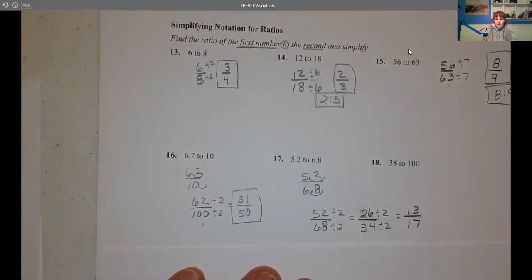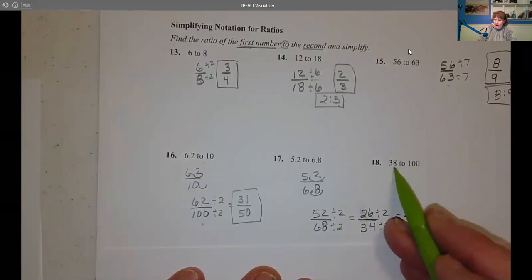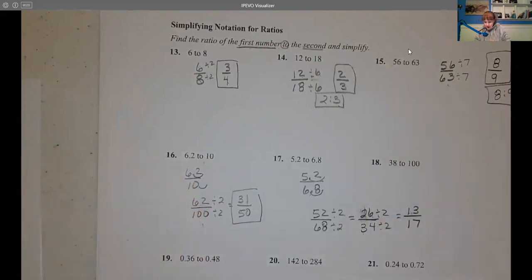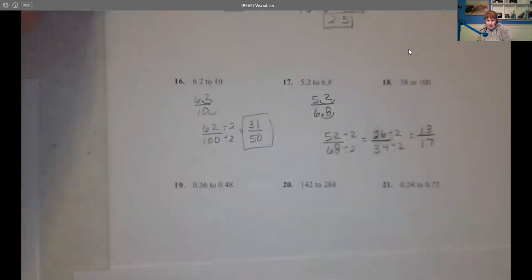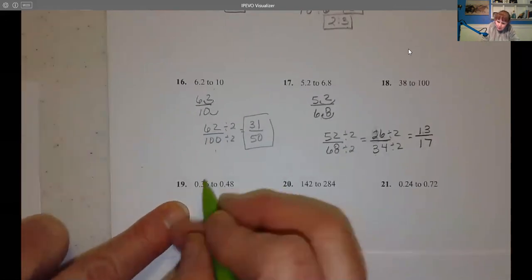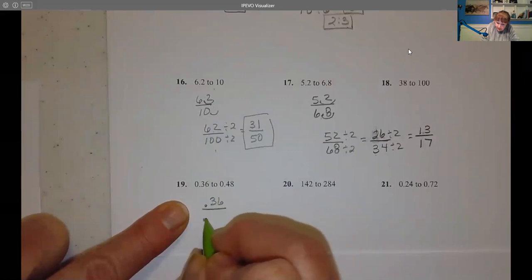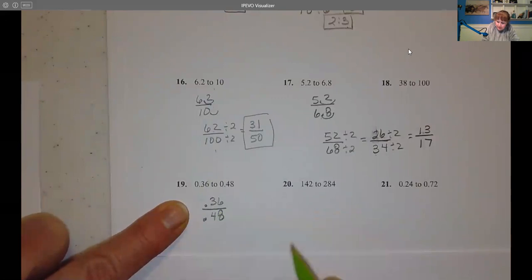So you're just reducing fractions. Like in this one, divide by 2 until you can't reduce it anymore. Okay. All right. So hopefully that kind of straightens up how to reduce those. I'm going to look at 19. Now I'm going to do one more decimal. I'm leaving out that 0 in between because I'm going to get rid of that decimal.